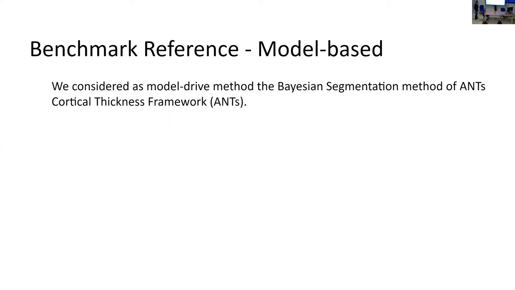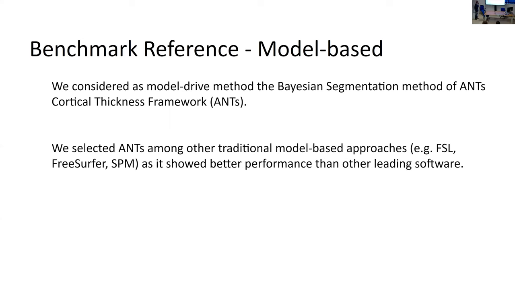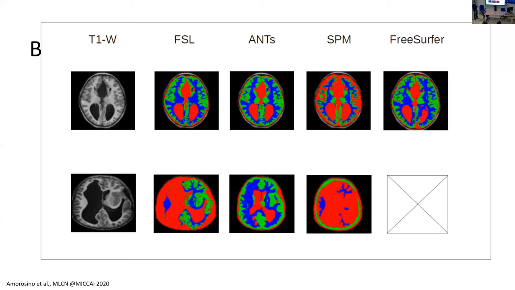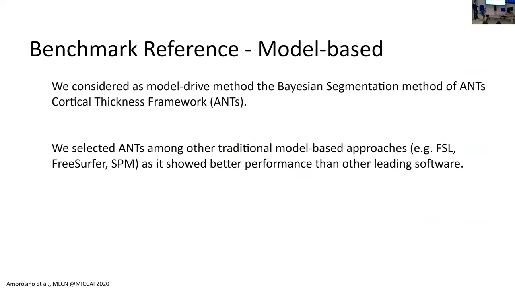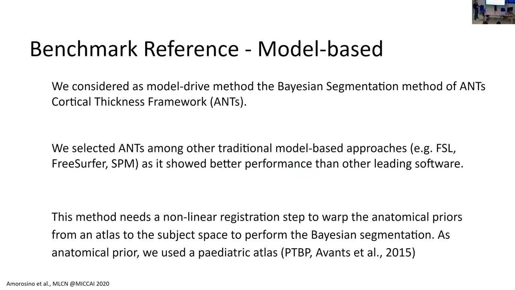We consider ANTs, the Bayesian method, because it's the one that showed the best performance in the last study. We can see, for example, that in the case of ACC it performs very well, while in the case of eye distortion it has some problems. This is a model-based method because it needs a nonlinear registration between the T1 we want to segment and a template to project the prior information. In this case, we use anatomical priors from a pediatric atlas, as the data are in the pediatric age.